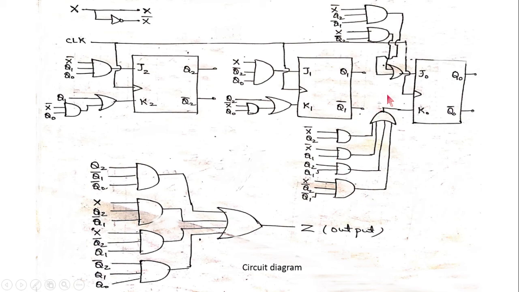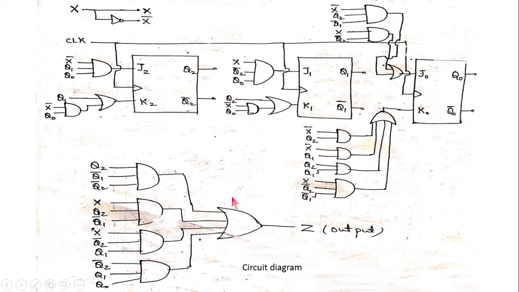We have fed this. Since it is a synchronous circuit, we have to make the clock input common for all: for the second flip flop, first flip flop and last flip flop, that is J0 K0, J1 K1 and J2 K2. So 1, 2, 3. For all 3 flip flops there is a clock input which is positive edge triggered, which is connected to the clock signal which will be provided by the system.